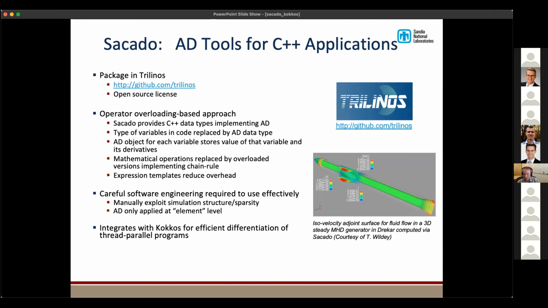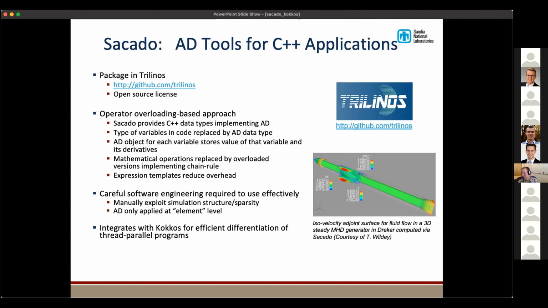It uses what's called the operator overloading approach, where Sacado provides different what we call scalar types, which are classes essentially that act like regular floating point scalars like float or double, but overload all of the mathematical operations to not only compute that operation, but also compute the derivative of that operation as a side effect.